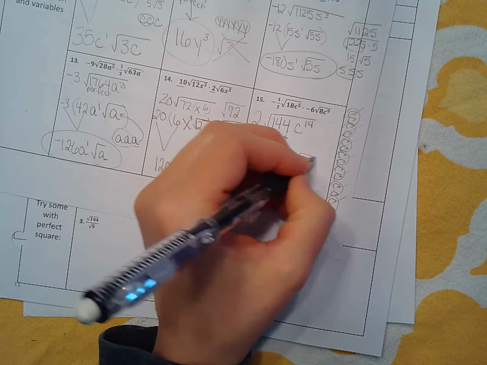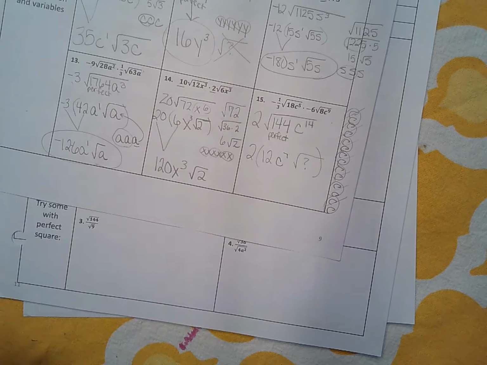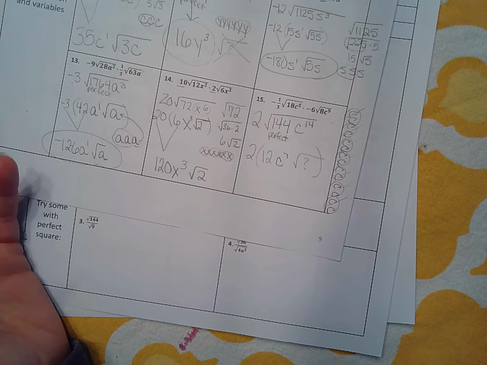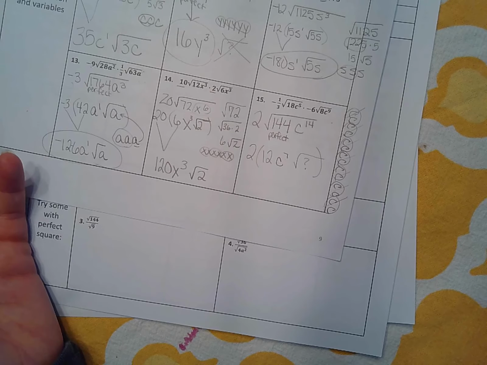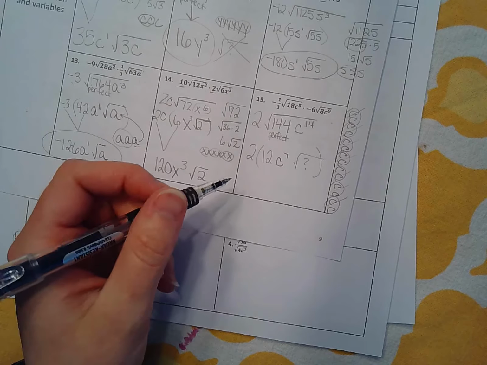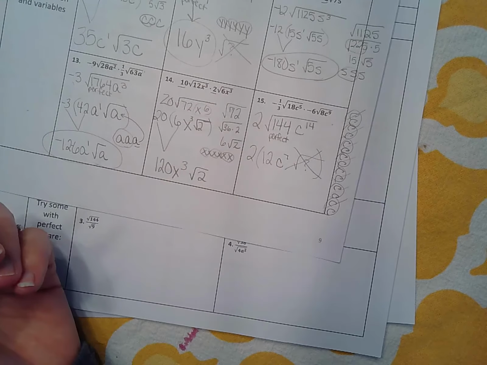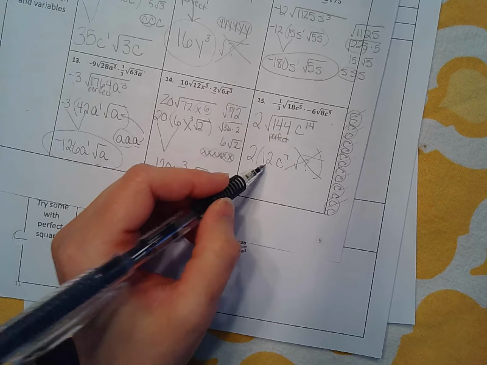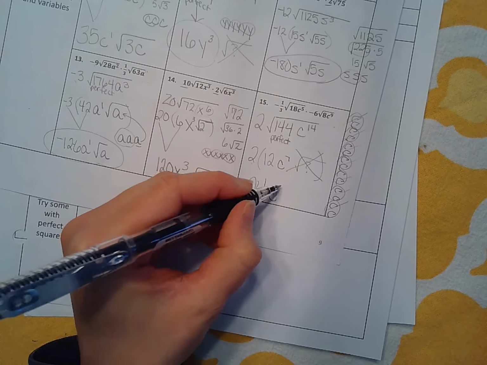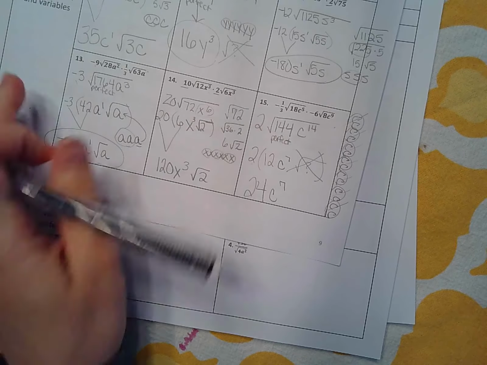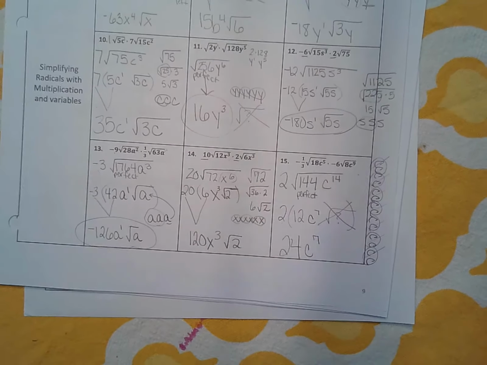But the question is, what's inside? Well, there was nothing left over from the 144. Are there any c's left over? No, there are not. So you don't need a square root for this one. Final answer, 2 times 12 is 24c to the 7th. That is the end of this wonderful video.